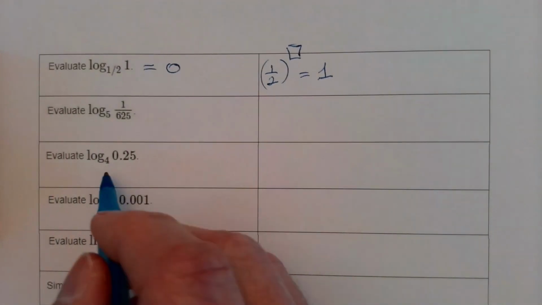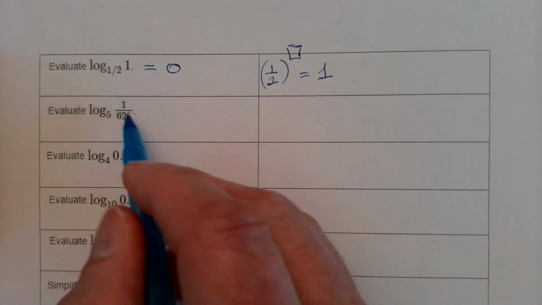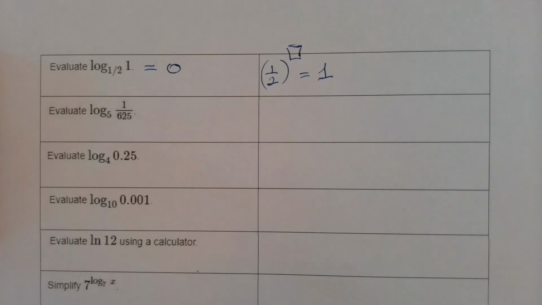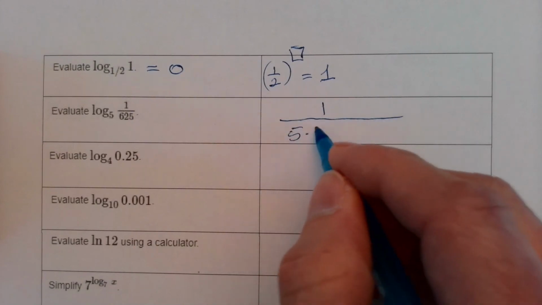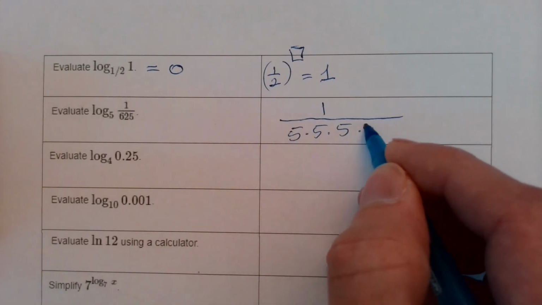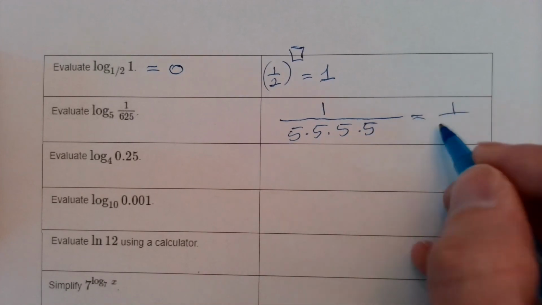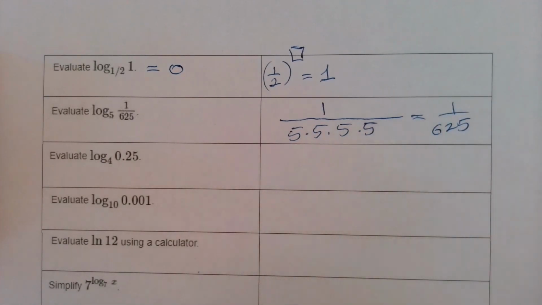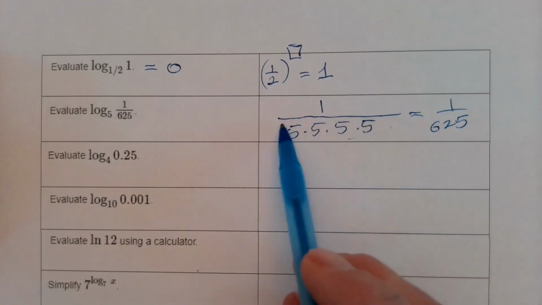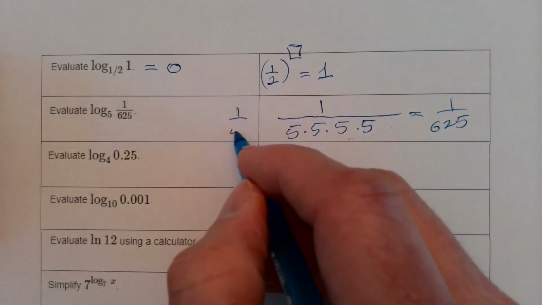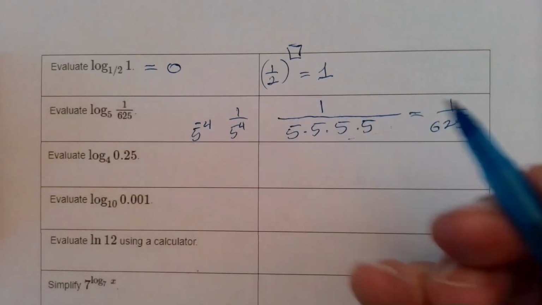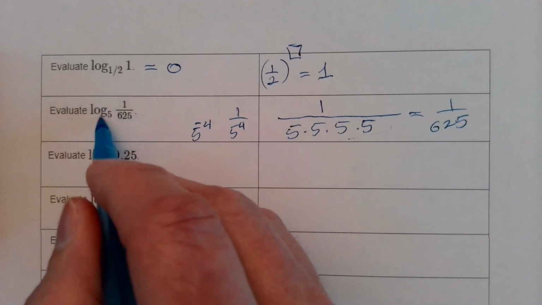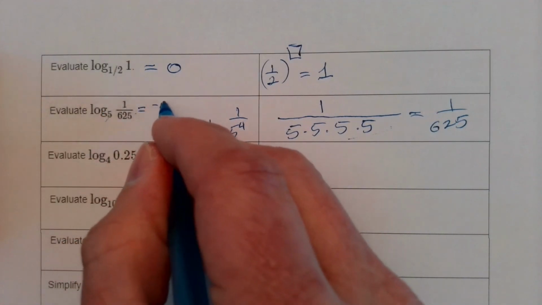Okay, find a base 5 log of something that's many, many times smaller than 5. You'll need a negative exponent. It turns out that if you calculate 1 over 5 times 5 times 5 times 5, you'll get 1 over 625. Well, how many 5s are here? 4 of them. So that's the same as 1 over 5 to the 4th power, which is the same as 5 to the -4th power. You found the correct exponent for the base 5. It's -4.